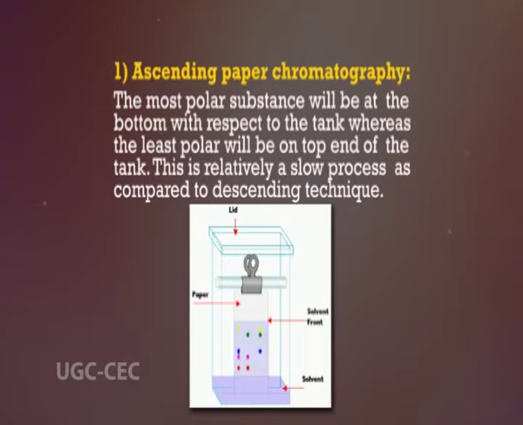The most polar substance will be at the bottom with respect to the tank, whereas the least polar will be on the top end of the tank. This is relatively a slow process as compared to the descending technique.